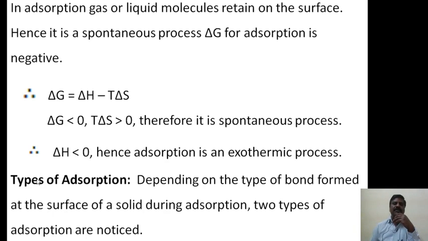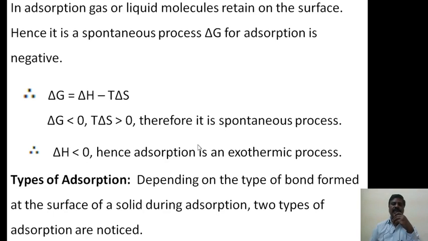Then, from the Gibbs free energy equation, delta G is equal to delta H minus T delta S, where delta G is less than 0, meaning it should be negative. When this is possible, the product of the temperature and the change in entropy, T delta S, should be greater than 0, because of the minus sign, and delta H should be negative. Hence adsorption is an exothermic process.